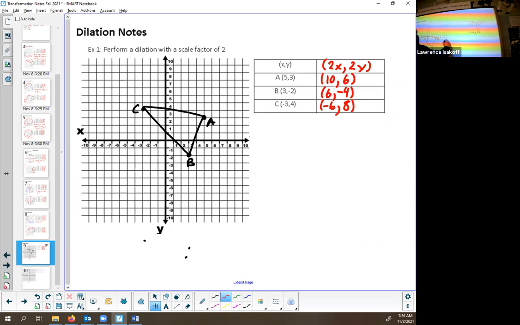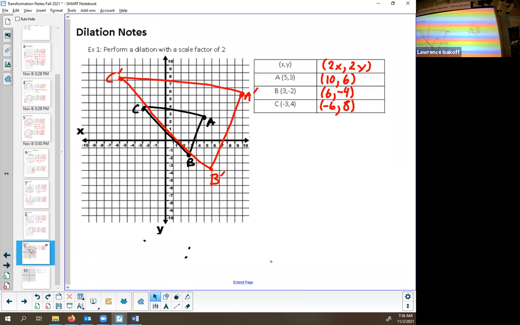So 10, 6 would be up here. That would be A prime. 6, -4 would be down here. That's B prime. And then C prime, -6, +8 would be way up here. And that's C prime. So again, just connect the dots on this triangle. And there we go. We see it doubles in size. Does that make sense how we did that? Pretty straightforward. If I want to make something twice as big, just multiply everything by 2.